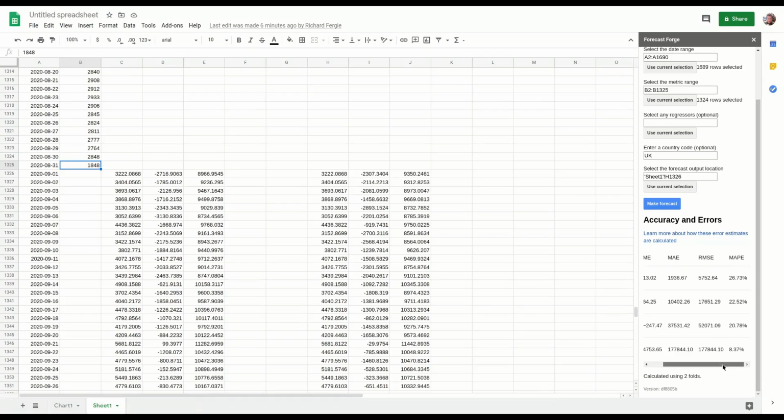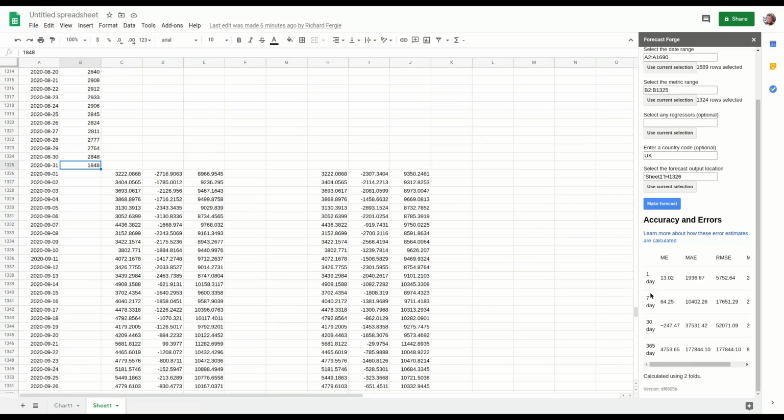Okay, so that's the columns. Let's think about the rows. We know what it is for daily: we calculate the error for each day. But for a lot of business forecasts, the daily error doesn't really matter that much, because if you're forecasting for a year in the future, people aren't really that bothered if you're out by a little bit each day.